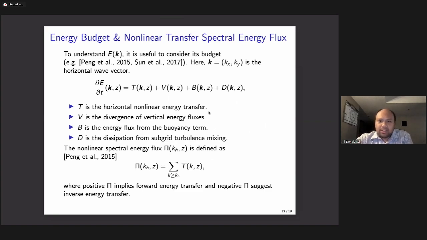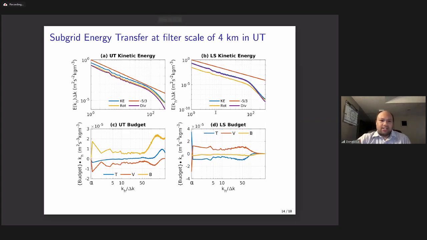So we have performed a budget in the kinetic energy spectra. This is the formulation, and this is how it looks. Because of time constraints, I will skip over a little bit, but essentially here we could see that in the transfer, this is the nonlinear energy transfer, and we could see that it's losing energy in the upper troposphere.